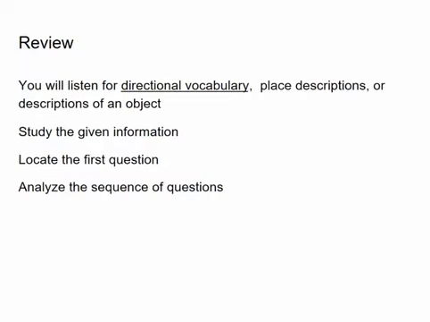Remember, you're going to be mostly listening for directional vocabulary, descriptions of a place, or descriptions of an object to help you complete these questions. What you need to do is simply study the given information. In the time before you're listening, you study all that's there, you look for the first question, and you analyze the sequence of questions to get clues about what order the information will come in the passage. So that's how to approach this type of question on the IELTS listening paper.